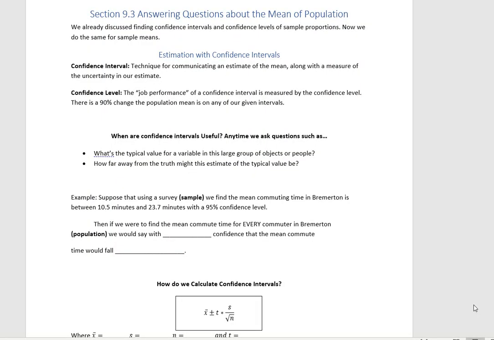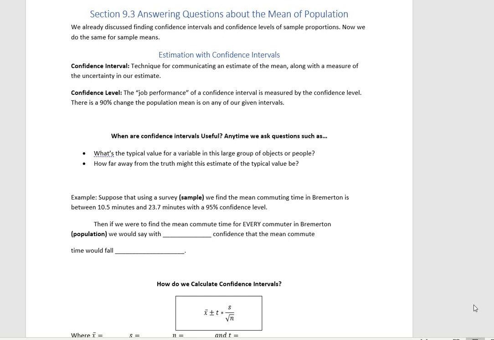Alright, so now we're into section 9.3 and we're going to talk about confidence intervals. This is just like chapter 8 except the formulas are going to be a little bit different. Remember, a confidence interval is a technique that says, hey, we found this using the sample. Here's what we think it says about the population.